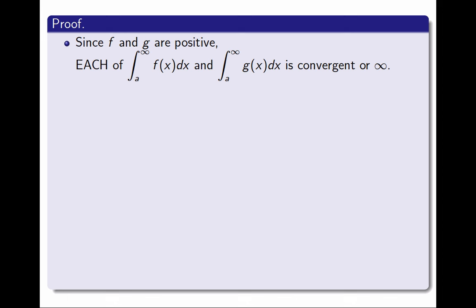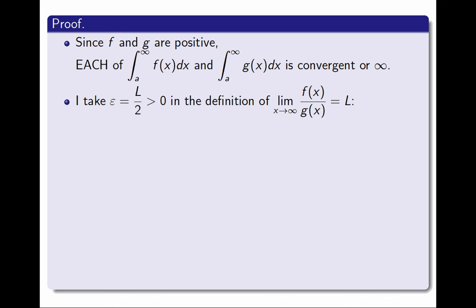Based on the rough work I did, I'm going to take epsilon equals L over 2, which is a positive number, in the definition of the limit of the quotient is L. That tells me that there exists a real number m, such that whenever x is greater than or equal to m, then the distance between the quotient and L is less than L over 2. And like I did before, this inequality transforms into this.